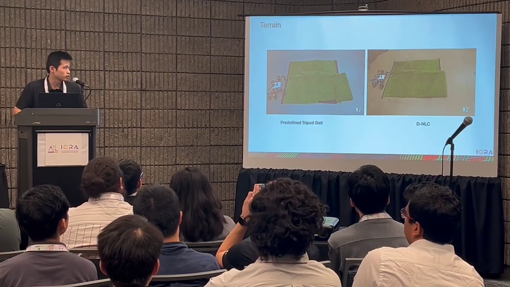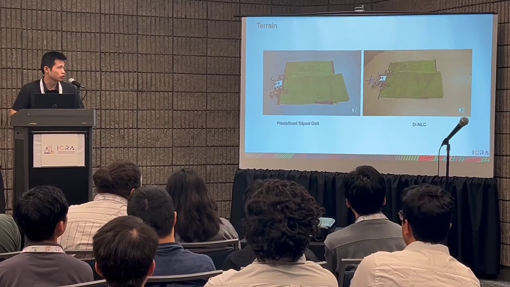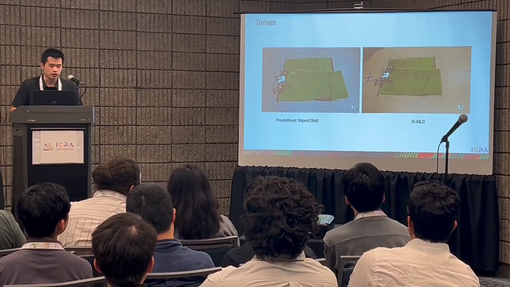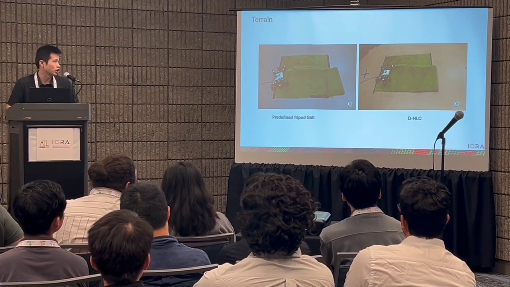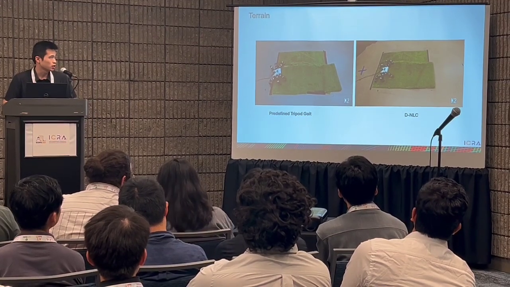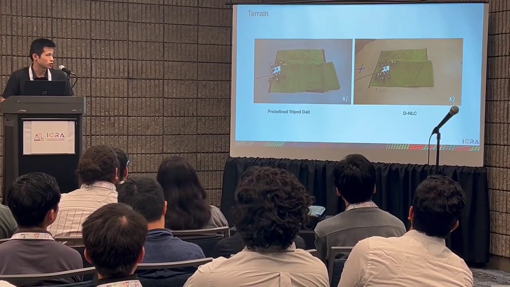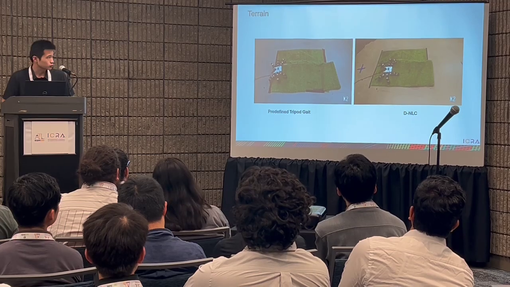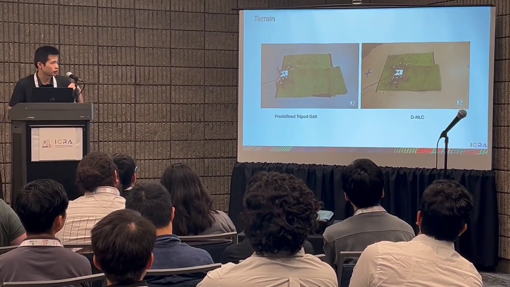For some qualitative results, we have a grassy hill terrain that's uneven, and with a predefined tripod gait, the robot is not able to climb up, but with our DNLC, it is able to traverse the terrain with relative ease. So here it is climbing up the terrain.